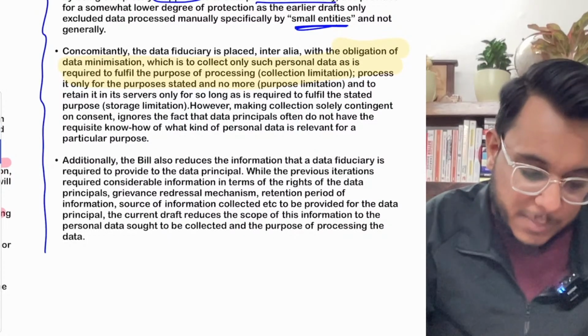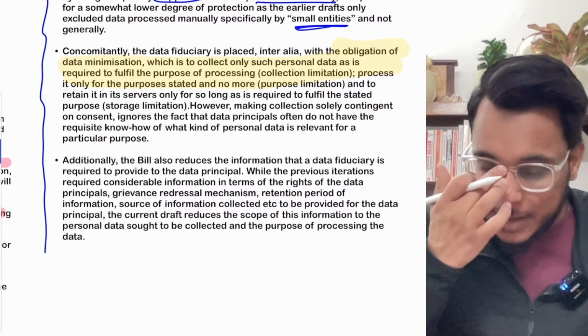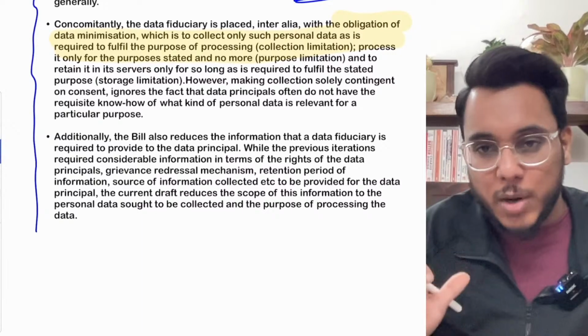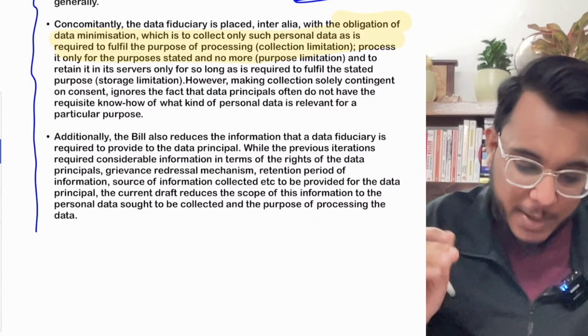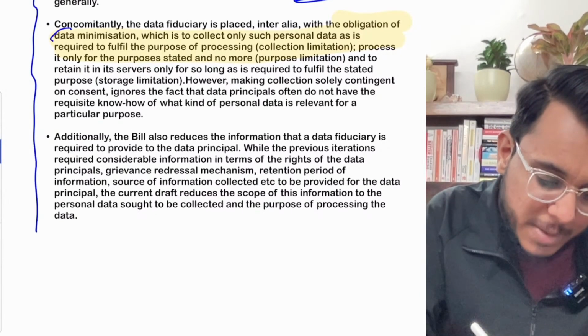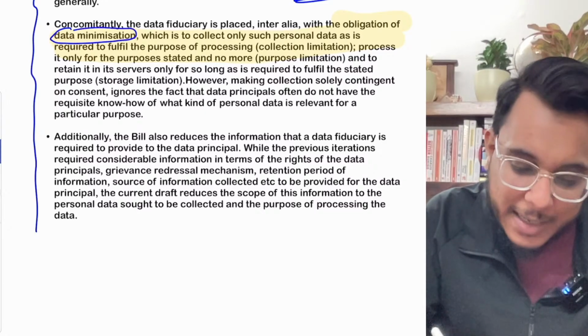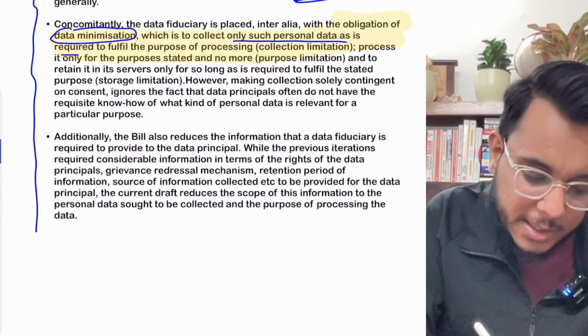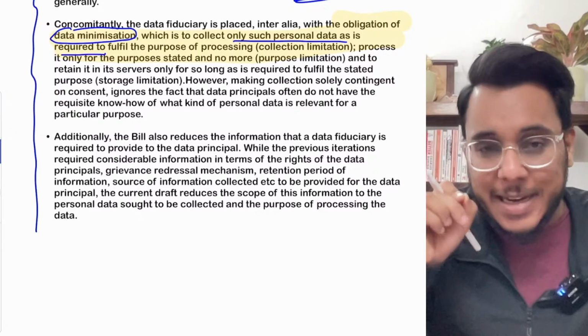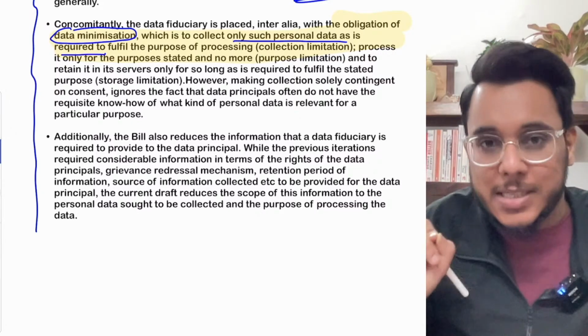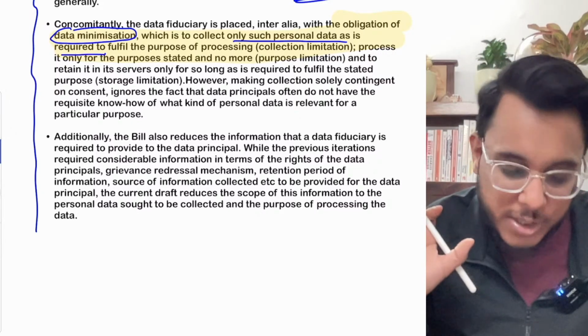Then the next thing that is provided, guys, see, in this particular bill there are some very good things that have happened. First of all, there is data minimization, which means collect only such personal data as is required. जितना data चाहिए उतना ही data लेना है, not unnecessary data. So data minimization is followed.